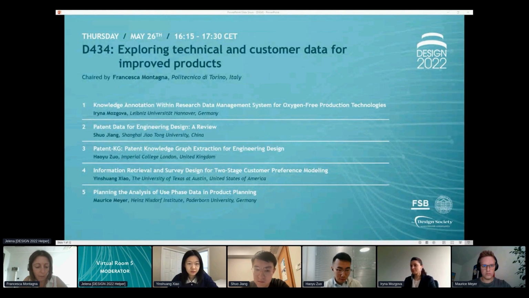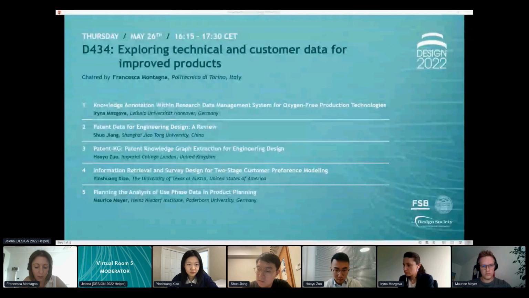Then we have a fourth paper whose title is Information Retrieval and Survey Design for Two-Stage Customer Preference Modeling. It is from Yinshuang Xiao, he is a student and graduate research assistant in the Walker Department of Mechanical Engineering at the University of Texas at Austin. And then the last paper is from Maurice Meyer.